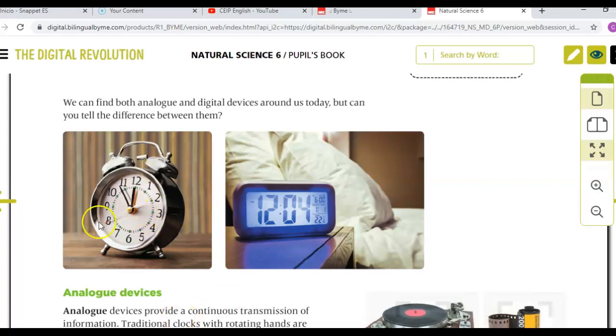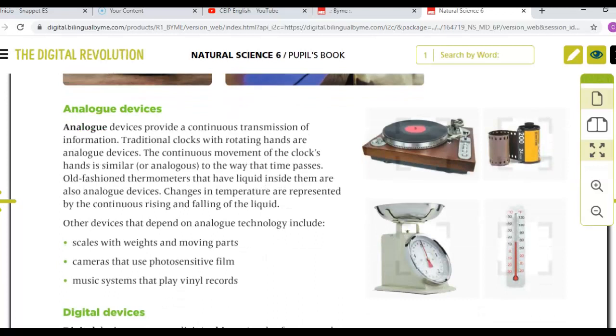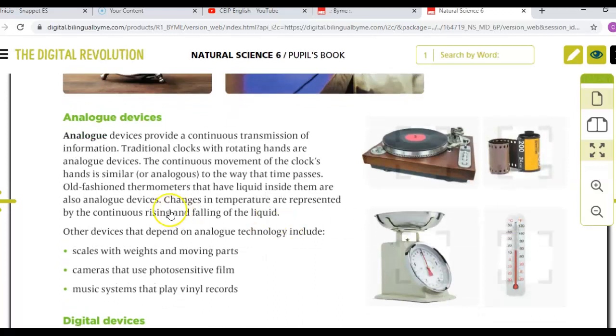So here we've got this clock. This one is analog and this one is digital, okay? Can you tell what's the difference between them? Tell me at least three differences that you can see. Okay, let's learn a little bit more about analog devices, right?